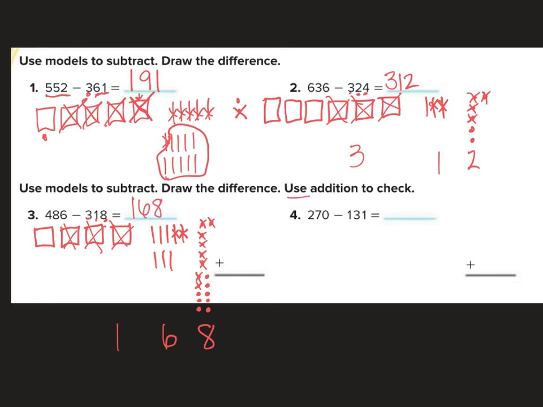Now to check, use addition to check. I start here and I take 168 plus, then I go over to my 318. Okay, and I should get this number here if I did it right. So let's check. 8 plus 8 is 16. 6, 7, 8. I've got 8 tens. And 3 and 1 makes 4. 486. Does it match this number here? Why, yes, it does. So that means we got it right. Okay, let's do it again.